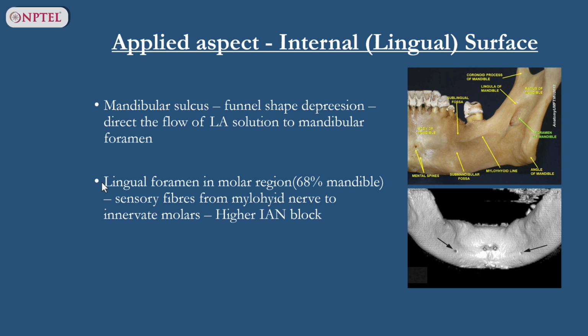Lingual foramina are present in certain individuals in the molar region, and they carry sensory fibers from the mylohyoid nerve that innervate mandibular molars. There are certain cases wherein the classical inferior alveolar nerve block fails to achieve proper anesthesia of the mandibular molar. In these cases, molars may get additional sensory supply from the mylohyoid nerve also. So in those cases, the inferior alveolar nerve block should be given at a relatively higher level, before the origin of the mylohyoid nerve from the inferior alveolar nerve.